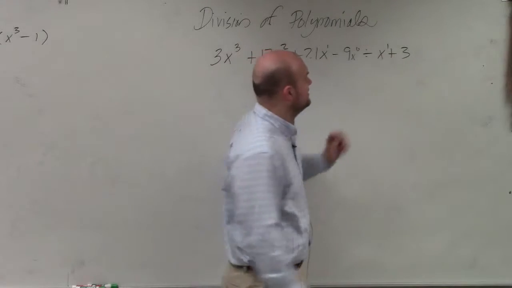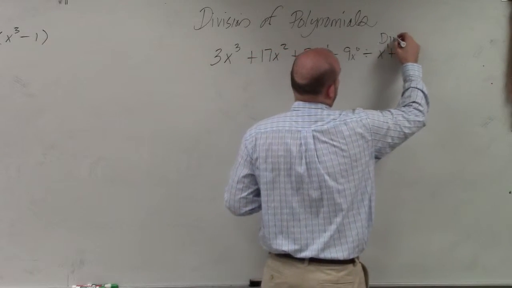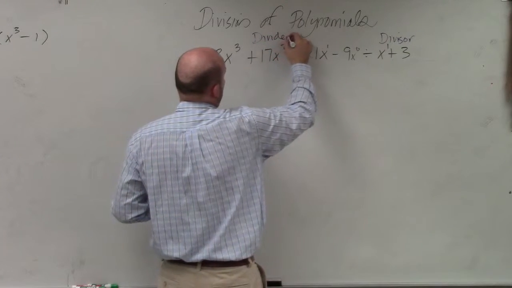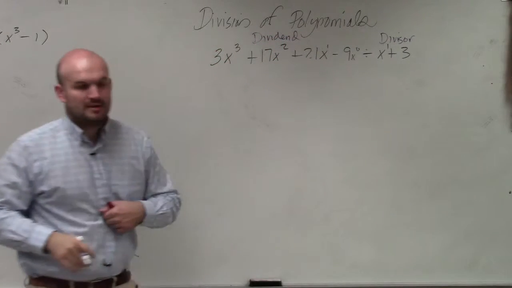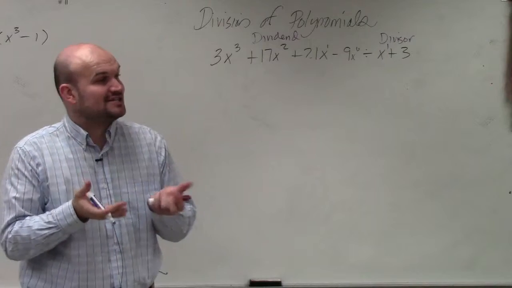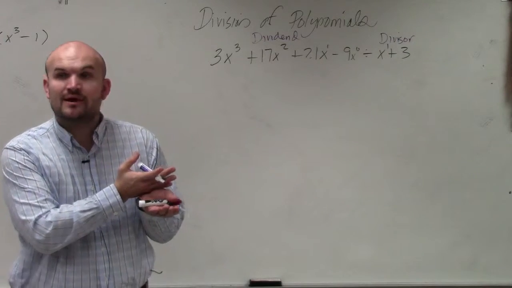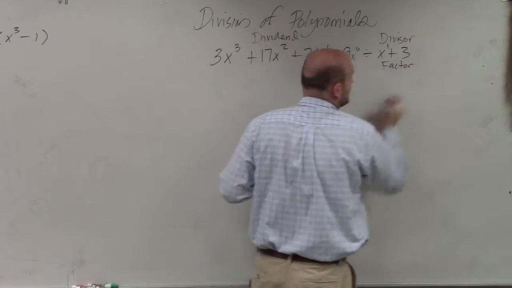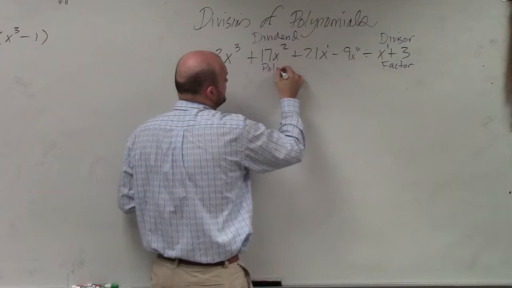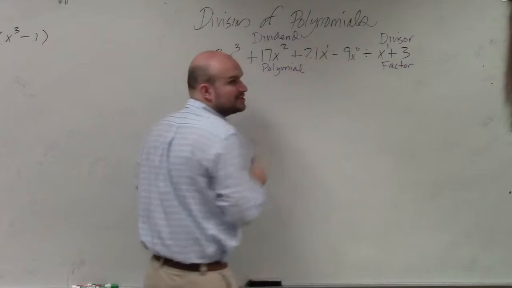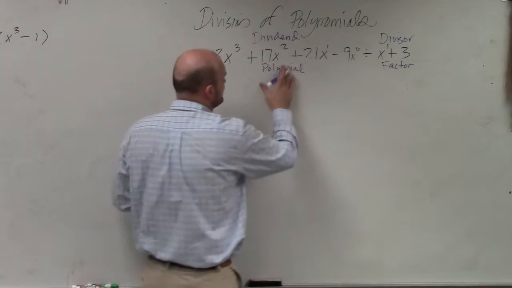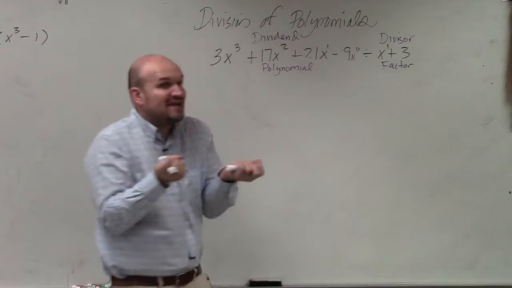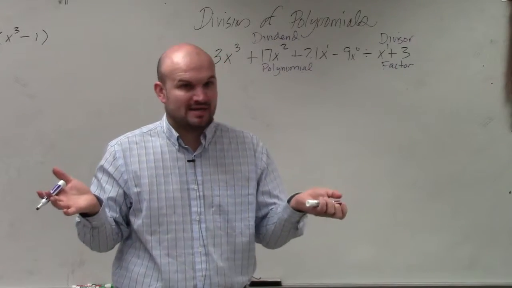So if this, as we've talked about, ladies and gentlemen, is what we call our divisor, and this is called our dividend, right? Now, if that divisor evenly divides into it, then we could say that it is a factor of our polynomial. Would you guys agree with me? If it evenly divides into it, we call it a factor, correct?